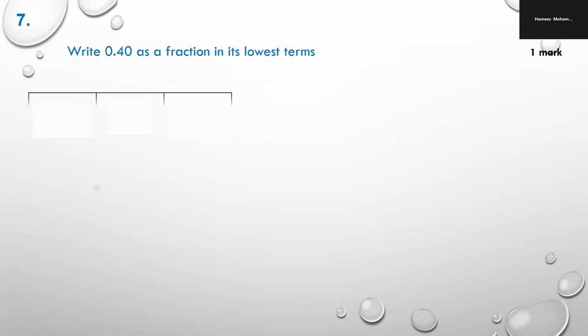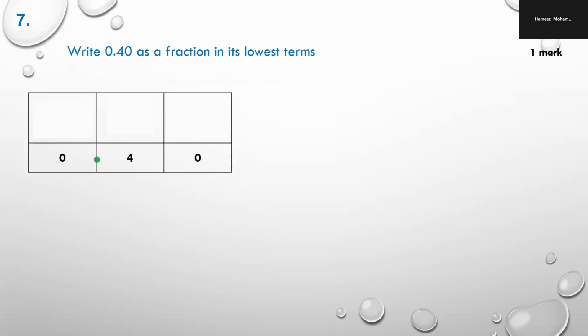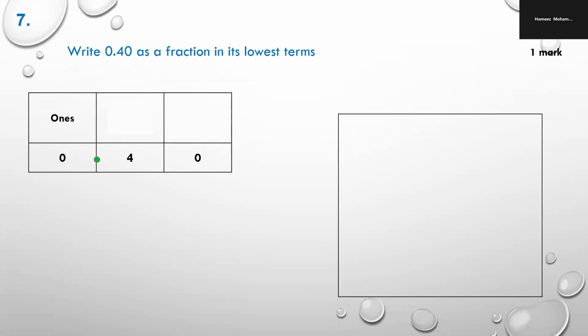Let's move on now to number 7. Write 0.40 as a fraction in its lowest terms. So let's look at the place value chart again. 0.40. Well, the first 0 on the left-hand side indicates it's a whole number, so that is ones. And with the decimal point, let's bring up a square to represent ones or wholes, right? And let's look at the decimal point now. What does that indicate? Something smaller than ones. So that is tenths. So what can we do with that whole? We can cut it up into 10 parts.